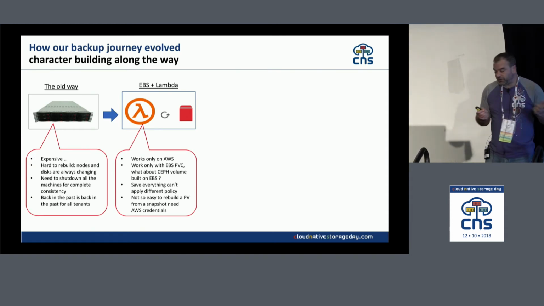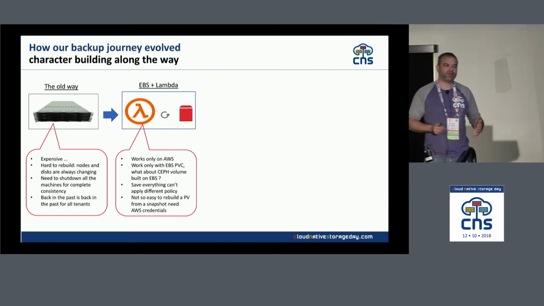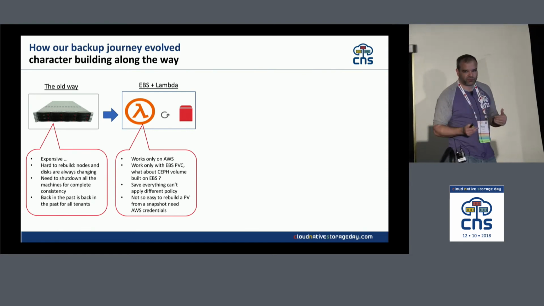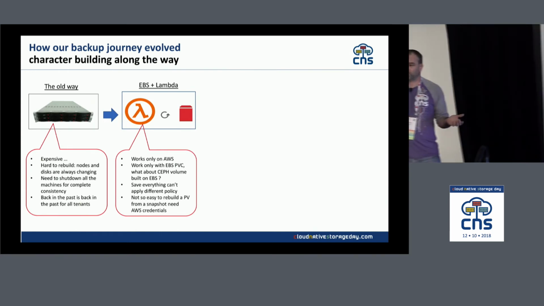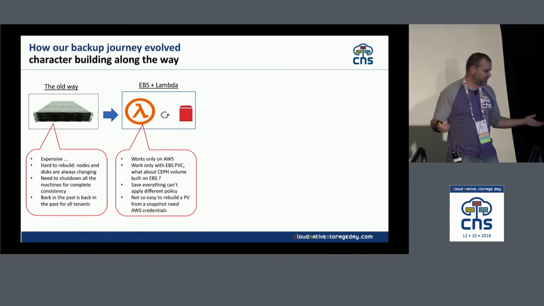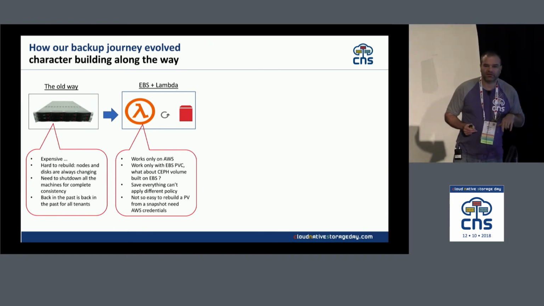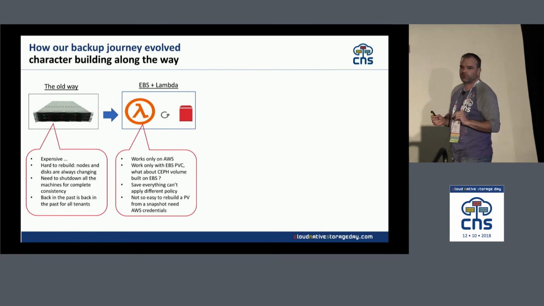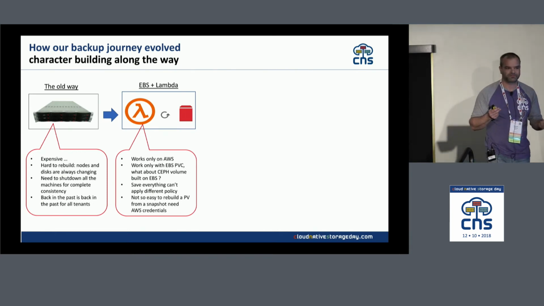So the second thing is we couldn't apply different policies. Some of the customers wanted to have a backup every week. Some of the customers wanted to have a backup every hour. So how do you make the difference with that? It's nearly impossible. Not so easy to reconstruct. I don't know if you have already, guys, experienced these things of building a new PVC, a new PV from an EBS snapshot. It's not so easy. You can't give that to a simple operator. It's quite hard, actually.